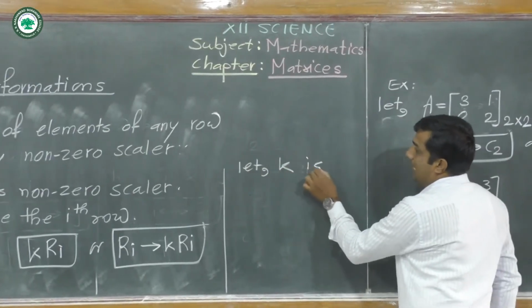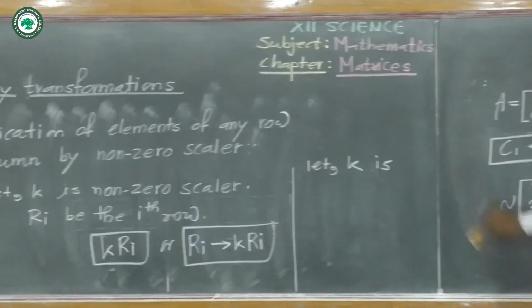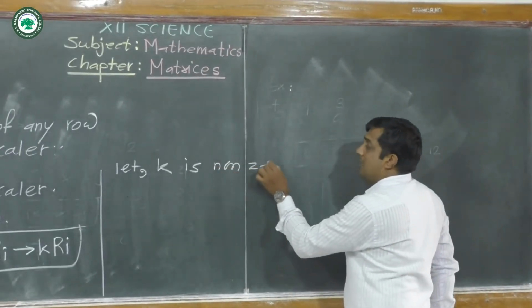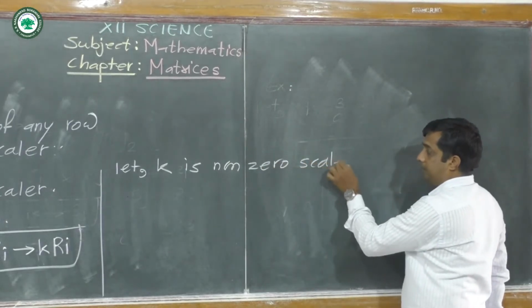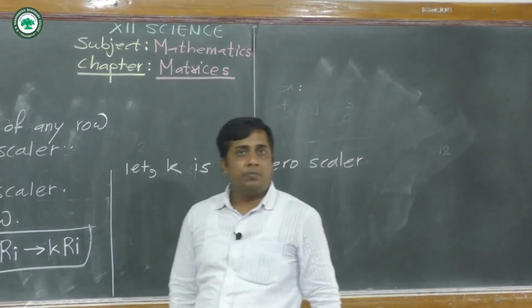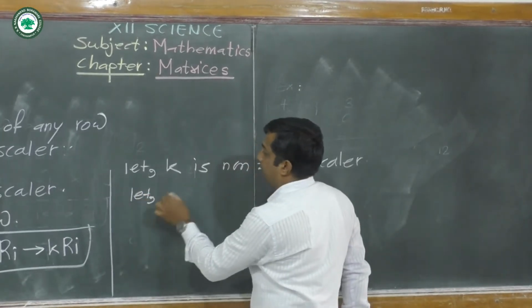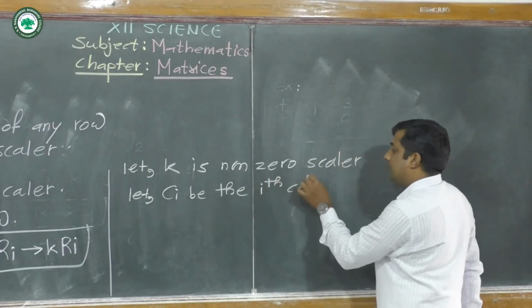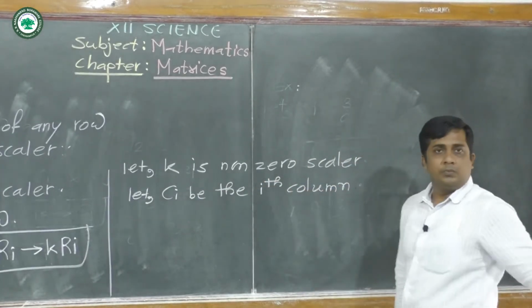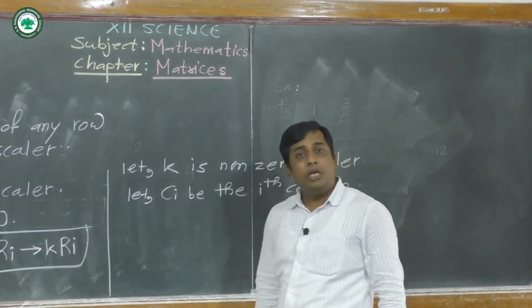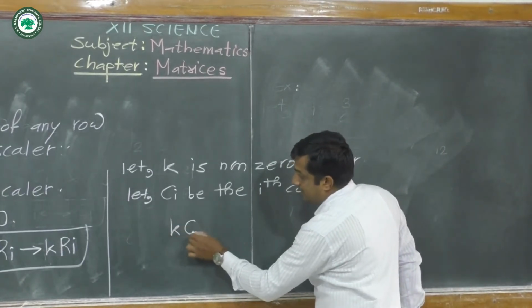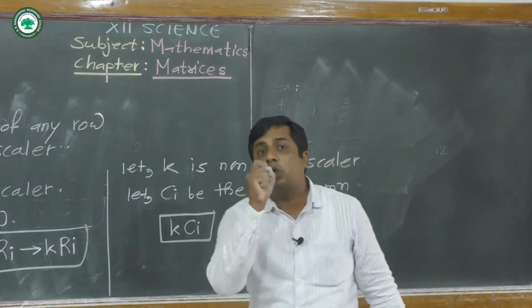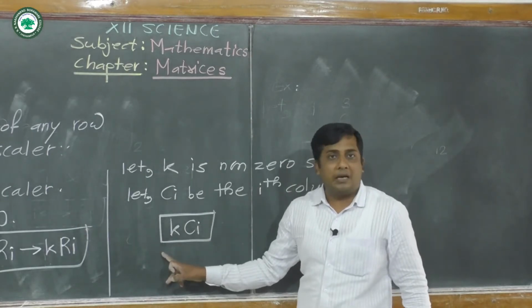Now for the column, again we consider the non-zero scalar. Let K is non-zero scalar. Again we consider one column. Let Ci be the ith column. Then here multiplication is denoted by using K Ci. That is, we multiply each element of the ith column by non-zero scalar K.